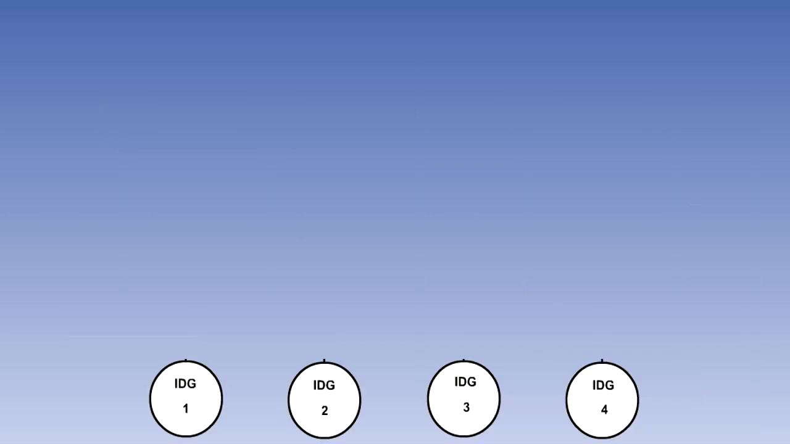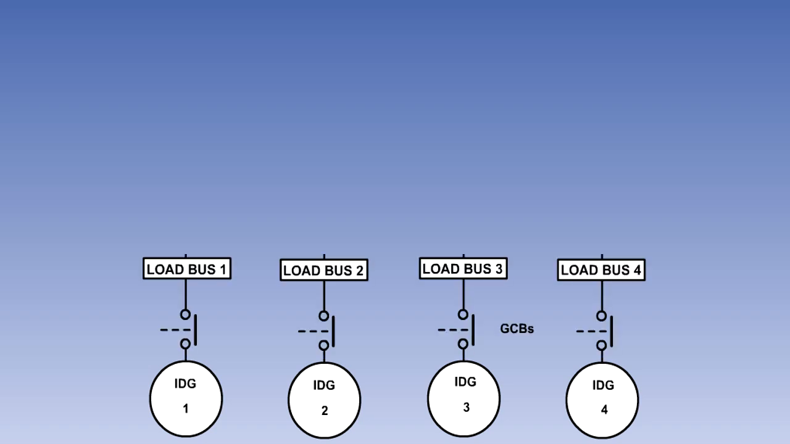Each of the four 115/200 volt, 400 Hz, 3-phase engine-driven integrated drive AC generators, or IDGs, is connected to its respective load busbar by a generator control breaker, or GCB.